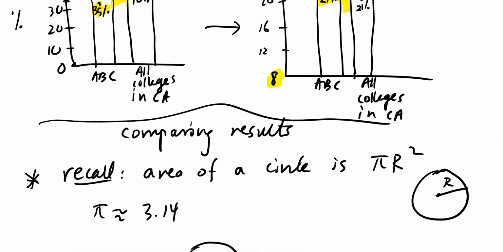Another thing good to know is to recall the area of a circle, which you might need on one of the homework problems. The area of the circle is given by pi times r squared. R is the radius, and pi we already know is 3.14. That's the formula to find the area of a circle.